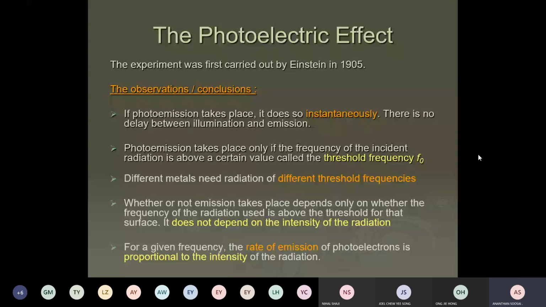The release of electrons looks independent of frequency in the wave view. They thought the release of electrons is dependent on intensity.